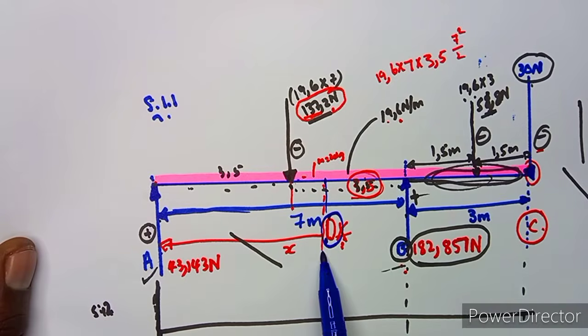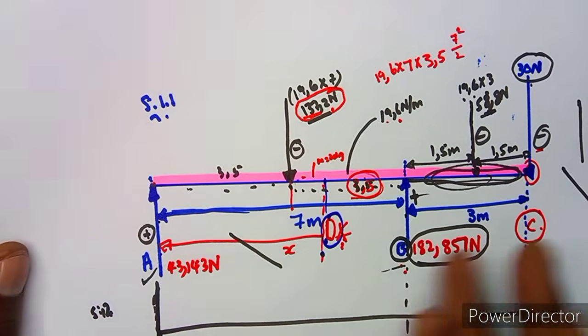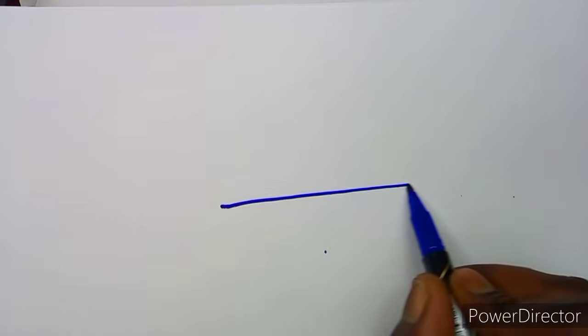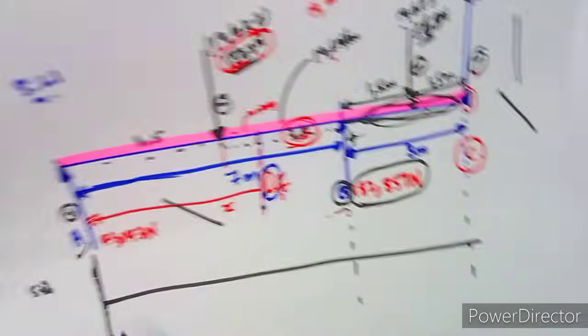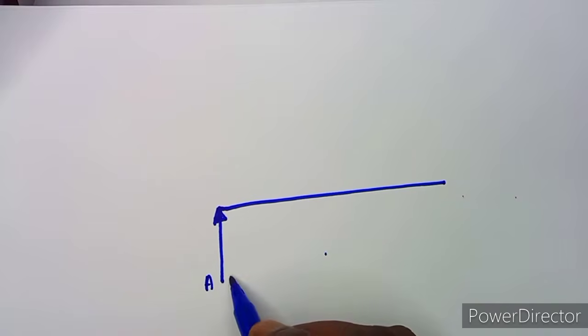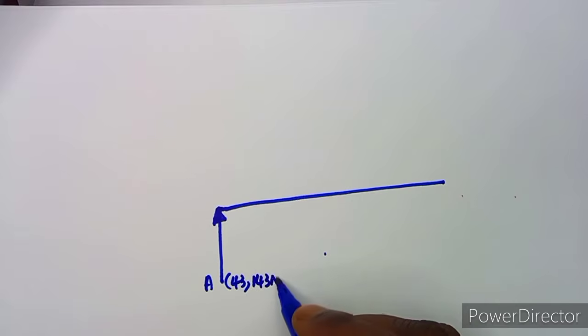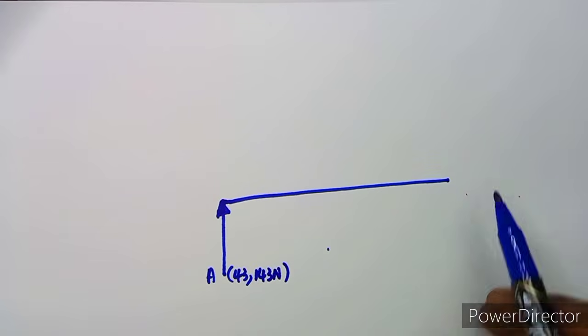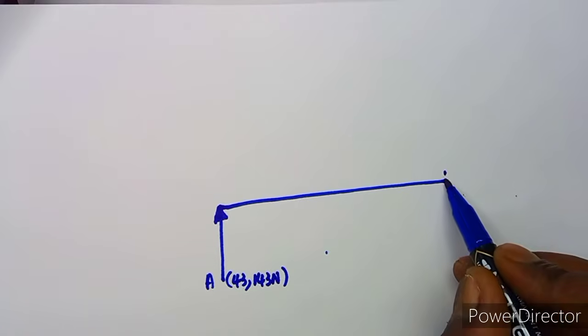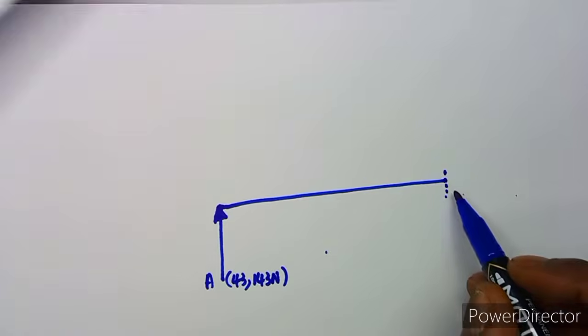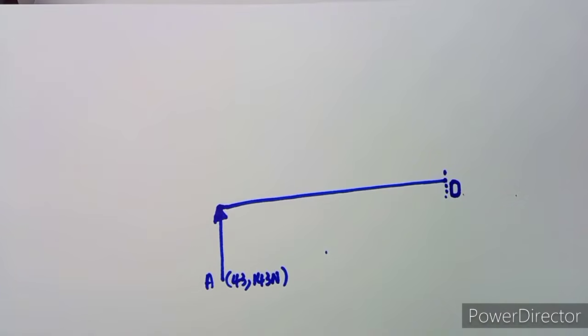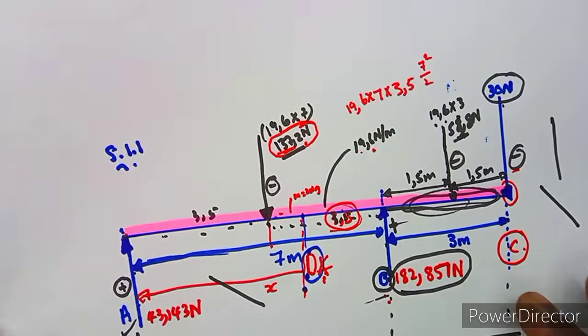So we need the bending moment at D, which means B is not important. So I'm going to draw from A to D, just a sketch to show you what I am trying to explain here. So this is what you have got at your point A. Remember this is 43.143 Newton here at A. So I'm saying that there is now a point that we need to find, which is at point D. So we've got D here, which is an additional point from all these points that we had.